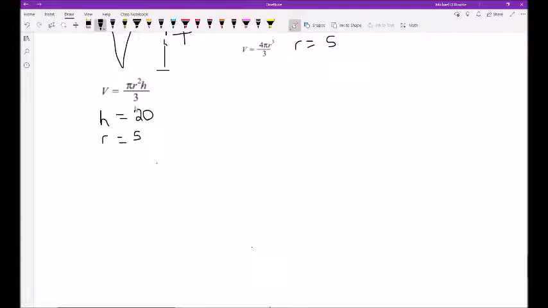So I start this one here. Volume for a cone is this formula here. So I'm going to plug everything in. Pi times 25 times 20.